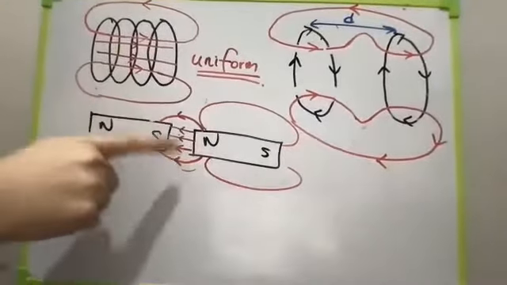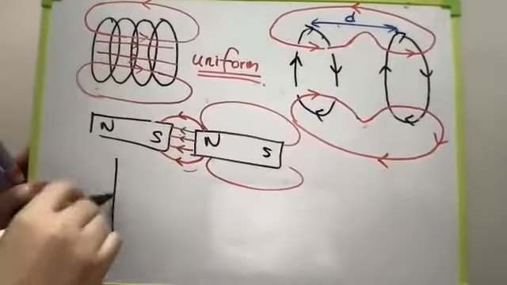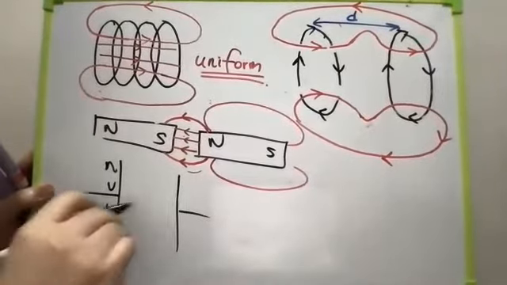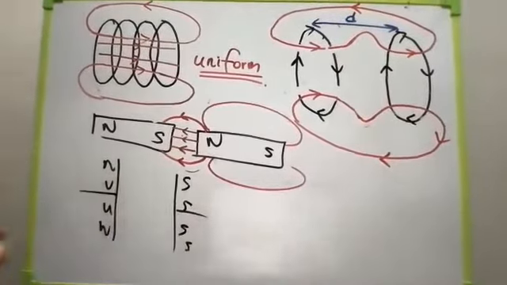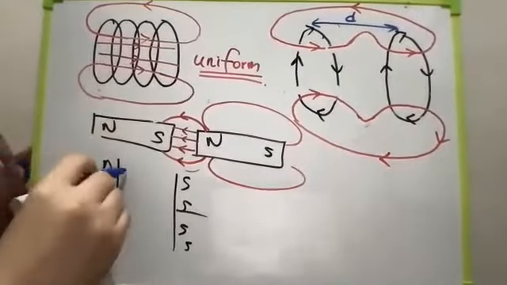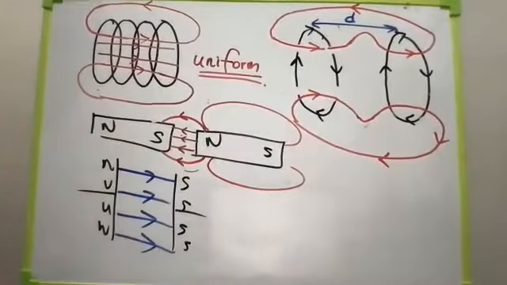So how do I produce a uniform magnetic field? It can be like two plates. You have a plate here, north, and south. If you take two uniform plates, then you can also get a uniform magnetic field.